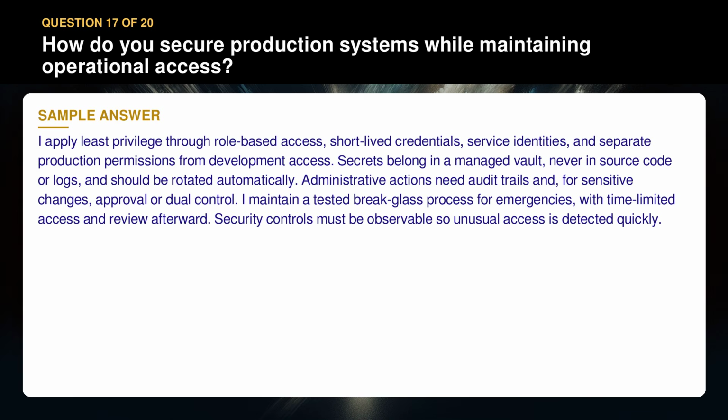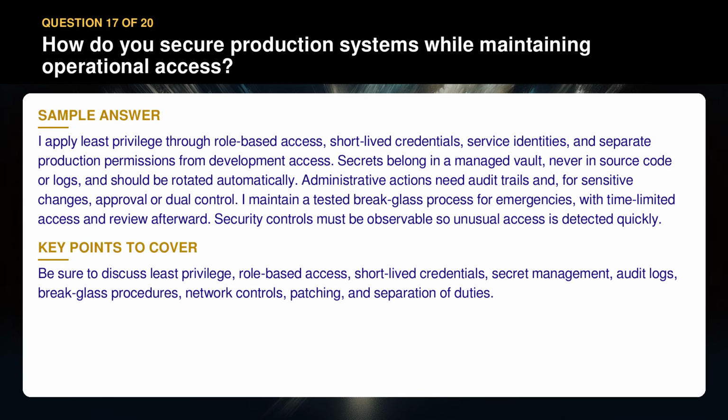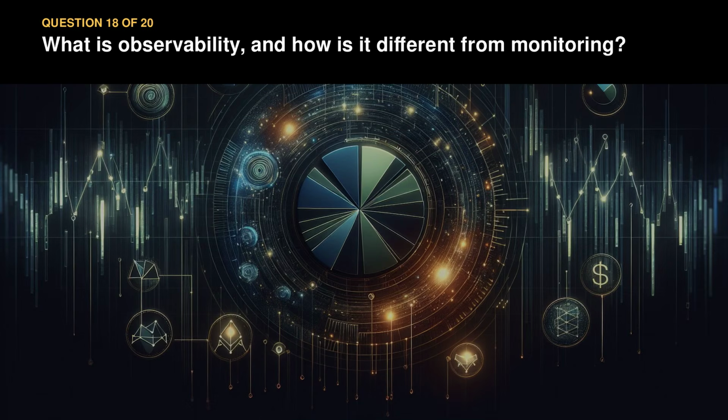I maintain a tested break glass process for emergencies, with time-limited access and review afterward. Security controls must be observable so unusual access is detected quickly. Be sure to discuss least privilege, role-based access, short-lived credentials, secret management, audit logs, break glass procedures, network controls, patching, and separation of duties.